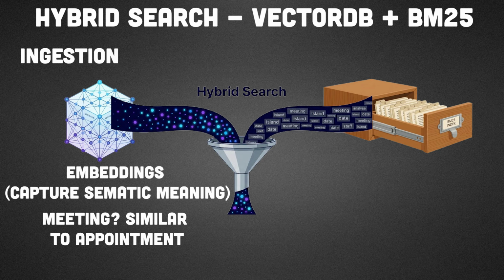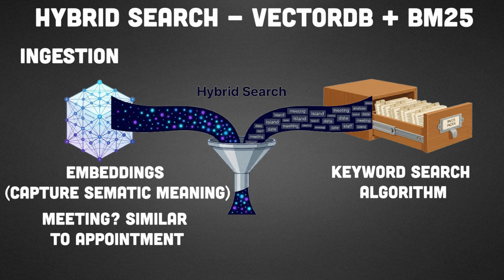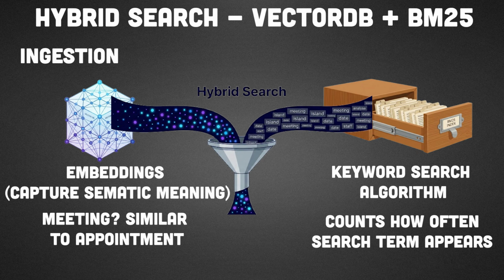BM25, on the other hand, is a classic keyword-based algorithm. It doesn't care about meaning. It just counts how often your search term appears. That makes it really good at finding exact names, dates, and specific terms. By combining both, we get the best of those two worlds.